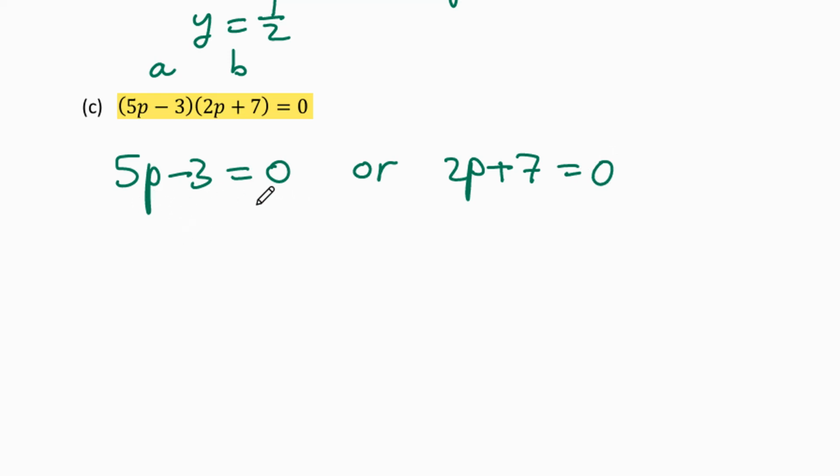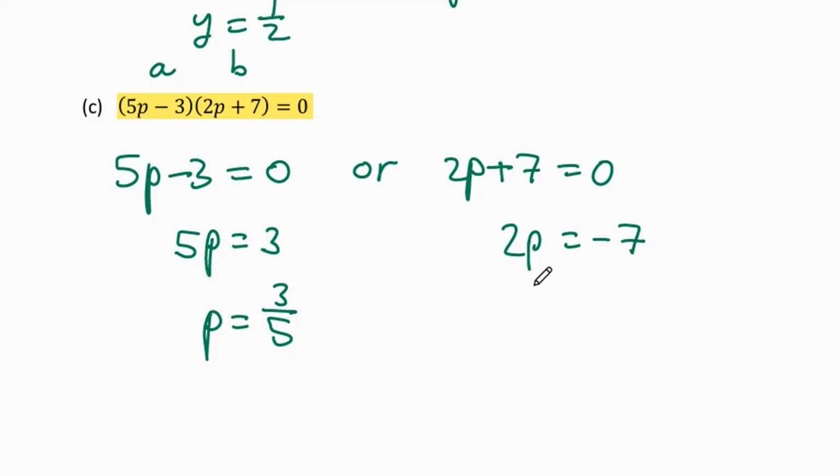Solving for p here, we can take the negative 3 to the right-hand side, and it becomes positive 3. And now we can divide the 5 into the right-hand side. So p is equal to 3 over 5. In this case, we can take the positive 7 to the right-hand side, and it becomes negative 7. And now we divide by 2. So p is equal to negative 7 over 2. So p is equal to 3 over 5, or p is equal to negative 7 over 2.